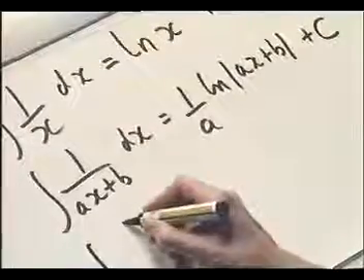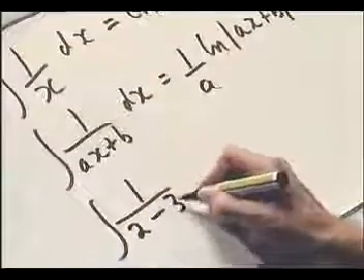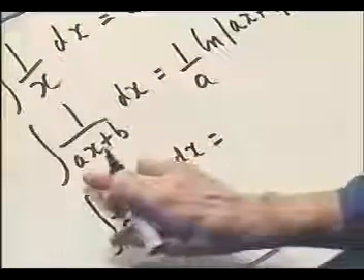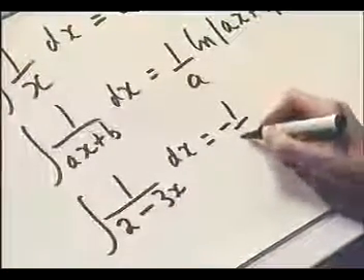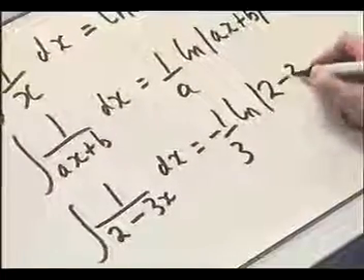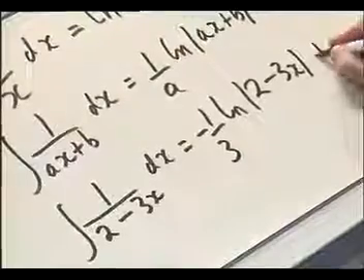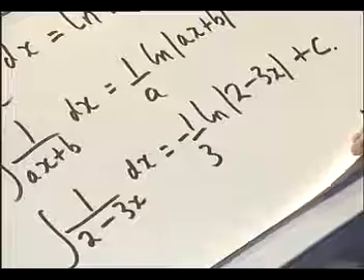The integral of 1 over 2 minus 3x dx. Here we can see that the a is negative 3, so that's going to be minus 1 over 3 log of the modulus of 2 minus 3x, plus, again, the constant of integration, c.